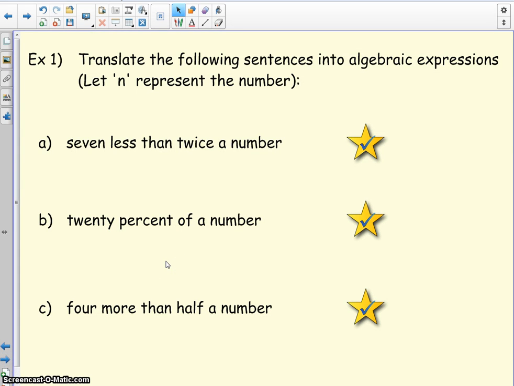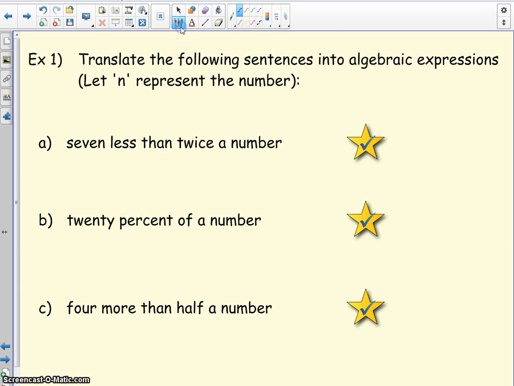And now what we're going to try and do is put this into practice here. So I'm going to give you some sentences here, and I want you to try and turn them into algebraic expressions. So there's going to be some unknown number that we're going to call n. And for example, when I see 7 less than twice a number, I want you to try and put that into an expression. Okay, so I'll do the first one with you.